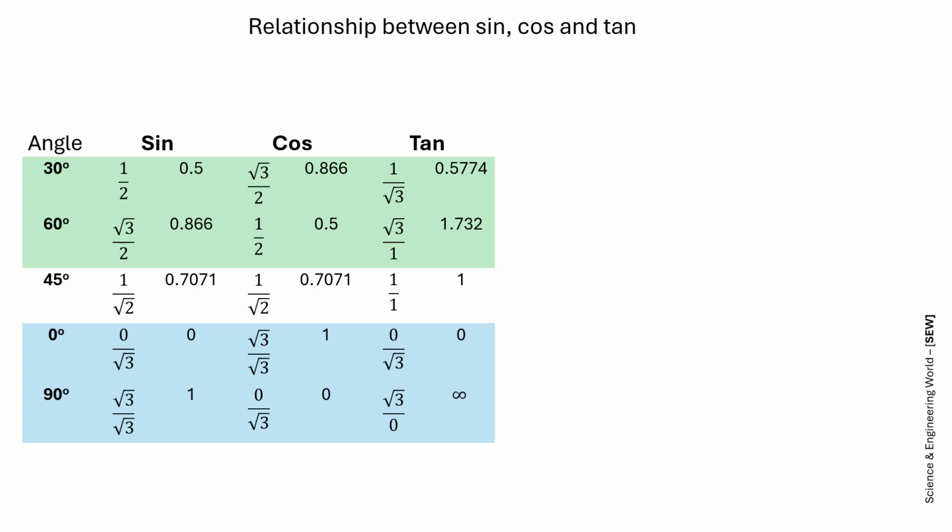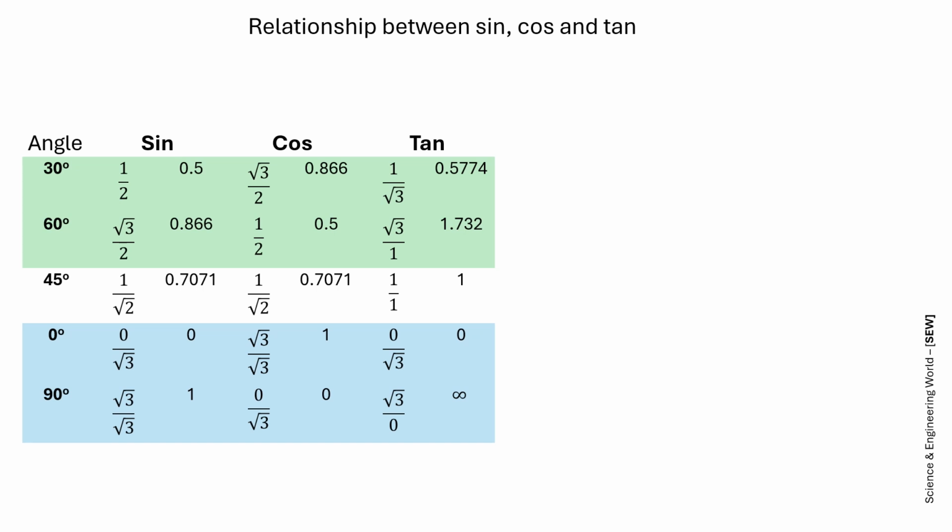Now I want to establish the relationship between sine, cosine, and tan. We have a table here. This table has 4 columns: angle, sine, cosine, and tan. And it has some values inside. These values are obtained from a video that I've done before. I'm going to put the link below so that you can see how we generate these values.